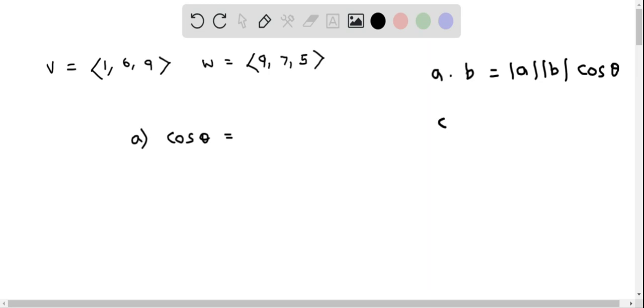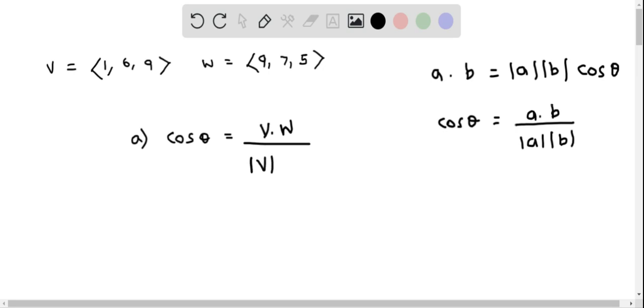From this, we can determine cosine theta by dividing both sides by magnitude of a times magnitude of b. So cosine of theta equals a dot b, the dot product between the two vectors, divided by the magnitude of a vector times the magnitude of b vector. We will utilize this formula to determine the cosine of theta between the two vectors v and w. In the numerator, we find the dot product v dot w, and then divide by the magnitude of v and the magnitude of w.